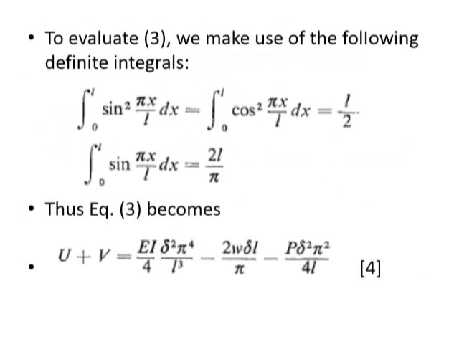To evaluate equation 3, we make use of the following definite integrals. Integral 0 to L sine squared pi x by L dx is equal to integral 0 to L cos squared pi x by L dx is equal to L by 2. Integral 0 to L sine pi x by L dx is equal to 2L by pi. Thus, equation 3 becomes U plus V is equal to EI delta squared pi raised to 4 by 4L cube minus 2W delta L by pi minus P delta squared pi squared by 4L.